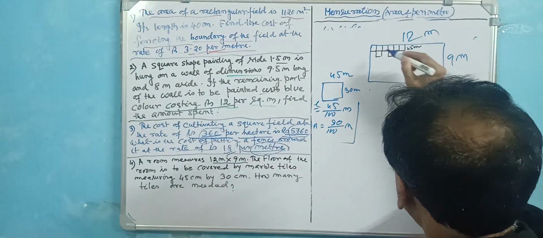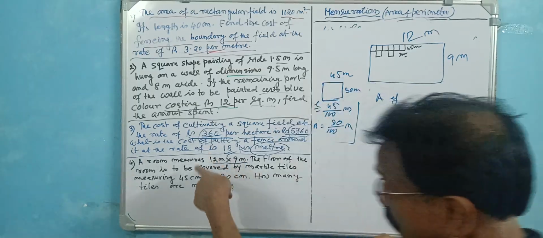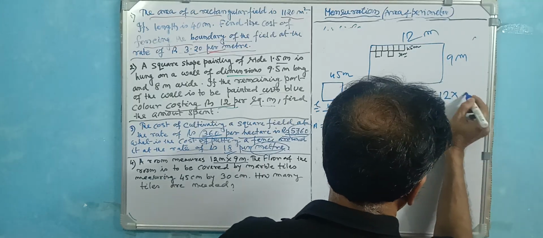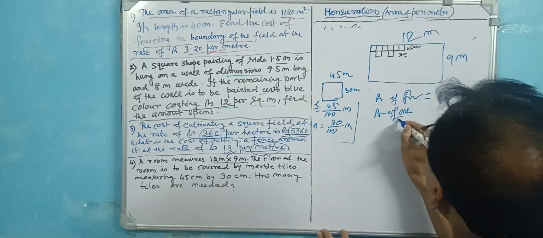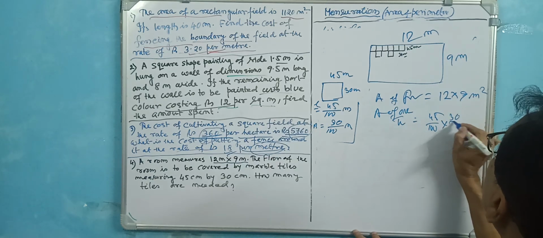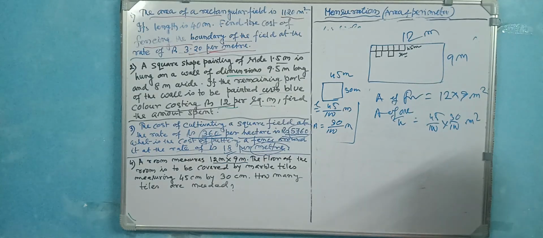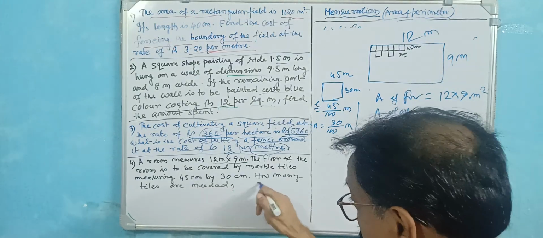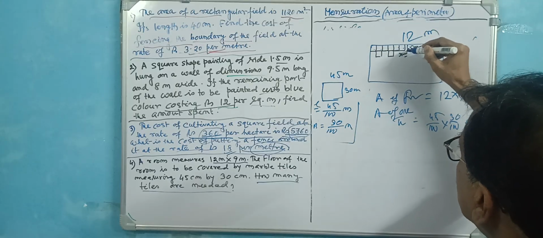Now, this total marble covered the area. What is the area of this? Area of floor is 12 into 9 meter square. Area of one tile is 45 into 100 into 30 into 100 meter square, don't calculate here. Meter square. Now, the question is how many tiles are needed? That means 1, 2, 3, 4, 5, 6. How many tiles?